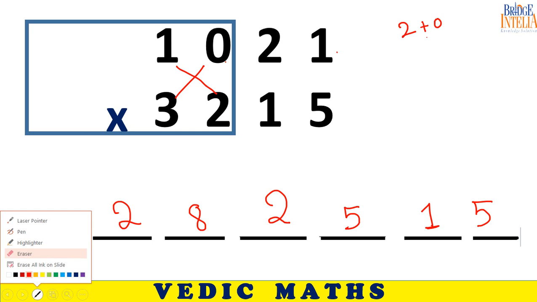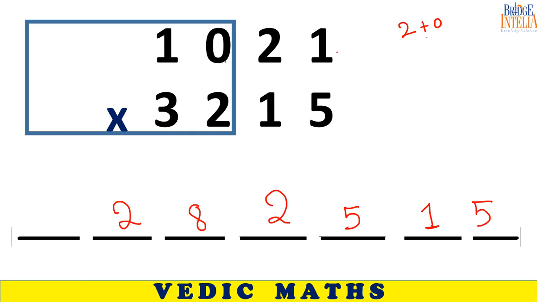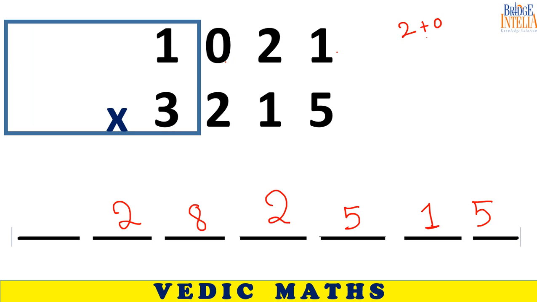So now let's move the box forward again. Now the box has reached its final position. Only two numbers are inside the box, 1 and 3. So 1 into 3, cross connection product is 3. So the final answer is 3282515. So in one single step you can find the answer.